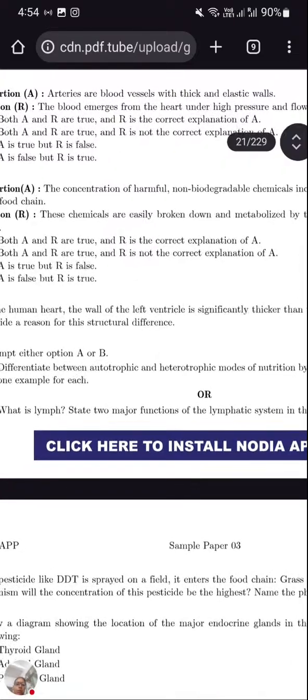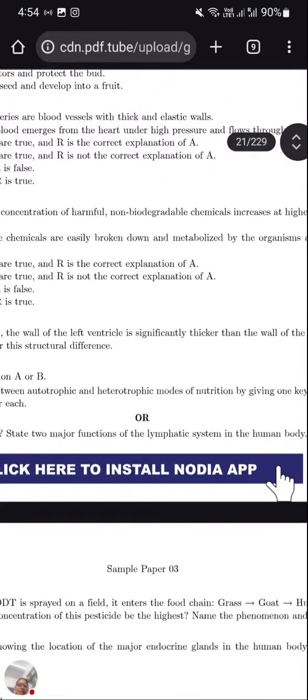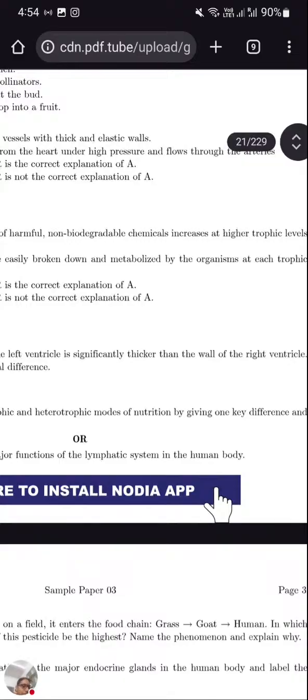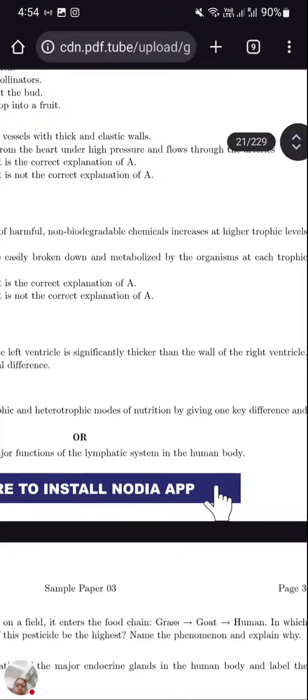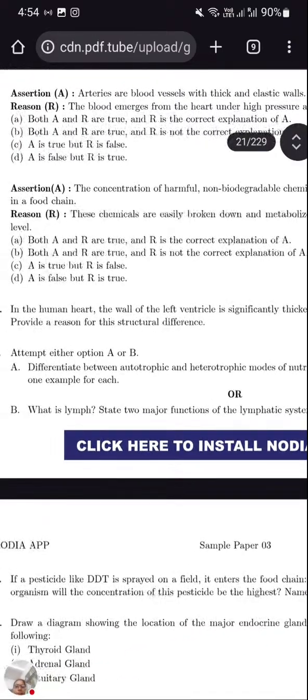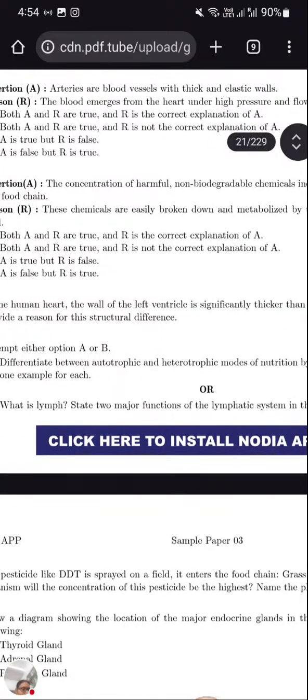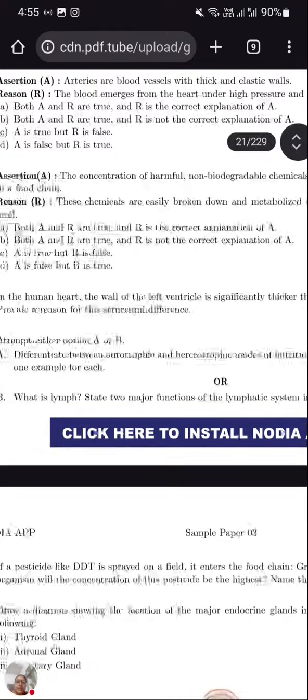In the human heart, the wall of the left ventricle is significantly thicker than the wall of the right ventricle. Why is the wall of the left ventricle thicker compared to the right ventricle? Reason: because in the left ventricle there is oxygenated blood, and oxygenated blood has to be pumped out throughout the body. The left auricle receives pure oxygenated blood from the lungs, which is supplied to the complete body. Thus the wall is thicker as the blood is under high pressure here.